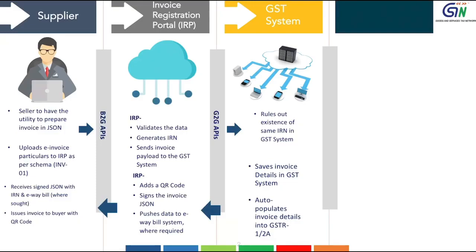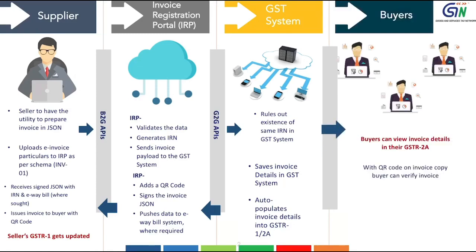The central registry of the GST system also performs two more functions. It saves the entire invoice data in the GST system, and it also auto-populates invoice details into GSTR1 of the supplier and 2A of the respective buyers, so that the seller's GSTR1 gets updated and the buyers can view invoice details in their respective GSTR2A.